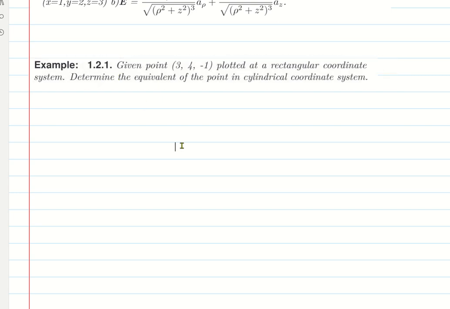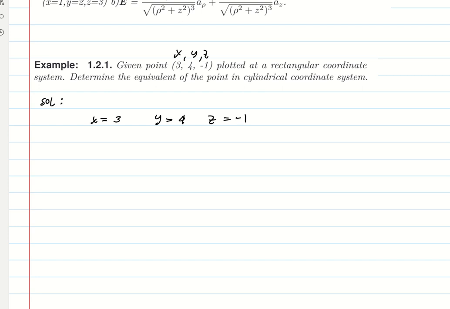Here, given the point (3, 4, -1) plotted in the rectangular coordinate system, now determine the equivalent of the point in the cylindrical coordinate system. This is just a direct substitution into our derived formula. This is in rectangular x, y, z, and we want to determine the equivalent in cylindrical coordinates. So our x is equal to 3, our y is equal to 4, and our z is equal to -1.